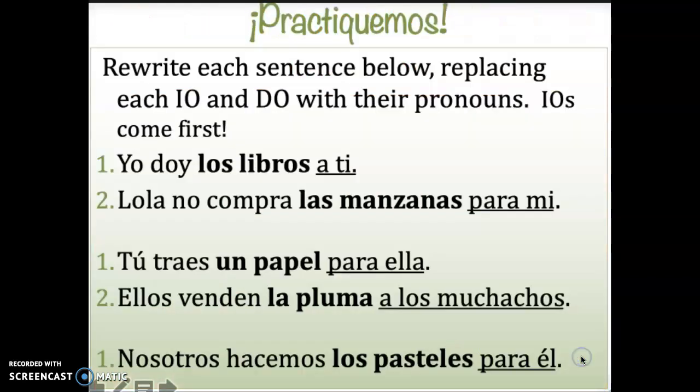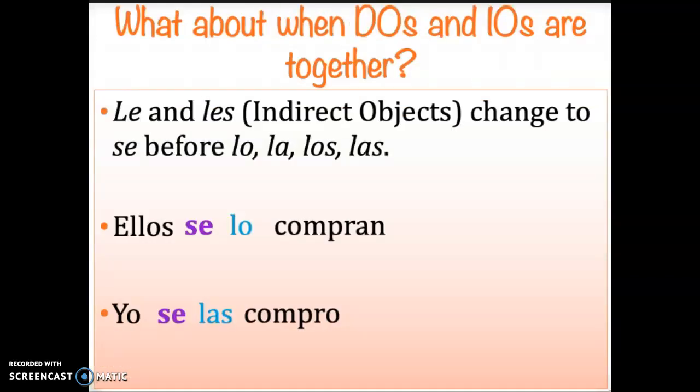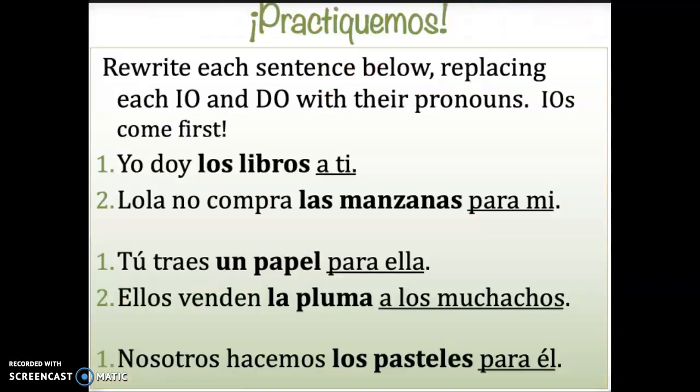Now that you have learned how to use the indirect and direct object pronouns, it is your turn to practice. Please refer back to your notes and rewrite the sentences listed on the Practiquemos section using the indirect and direct object pronouns. Once you have completed the sentences, we will review them in class.